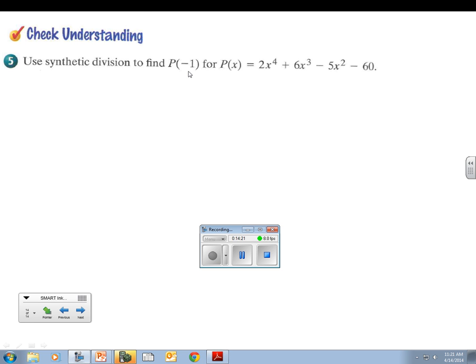There's your last one. Plug in negative 1 using synthetic division and see what you get. All right, any questions? We'll go over this in class. Good luck.